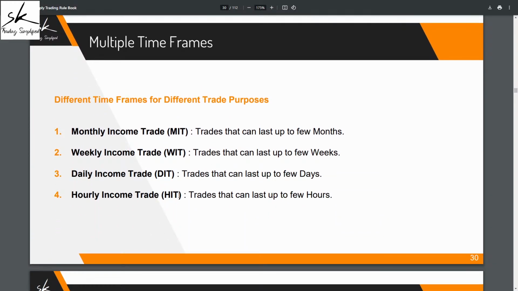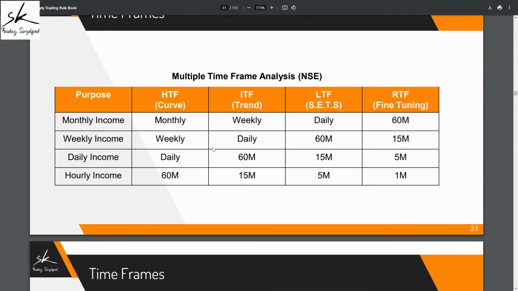We have already talked about it. What is HIT, DIT, WIT, and MIT? So now the question is that for every purpose of trade, what will be my 4 different time frames? And we get the answer from this table. Like in this example, I opted, I want to plan monthly income trades. So now I know as a monthly income trader, my time frames will be monthly, weekly, daily, and 60.